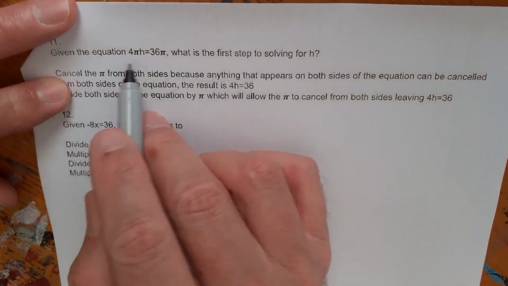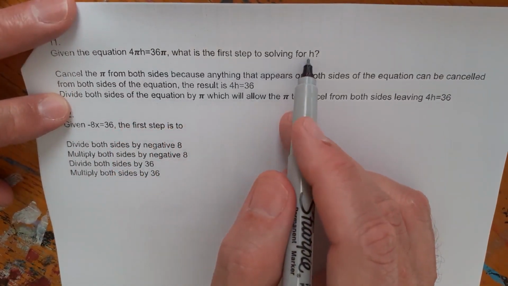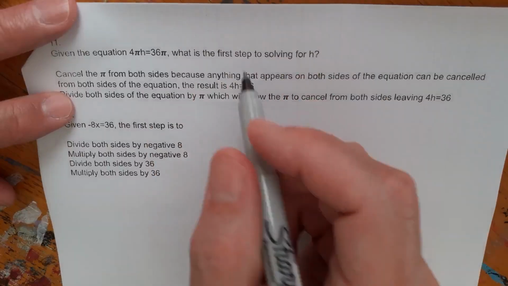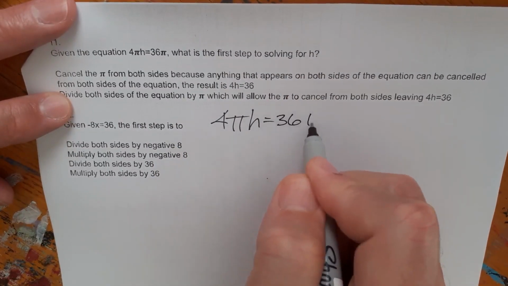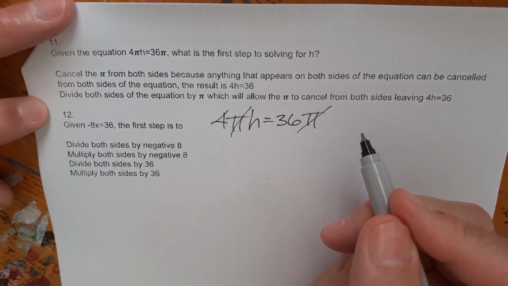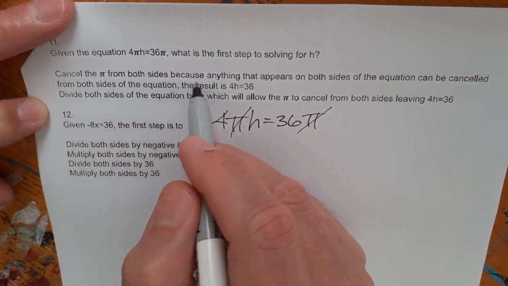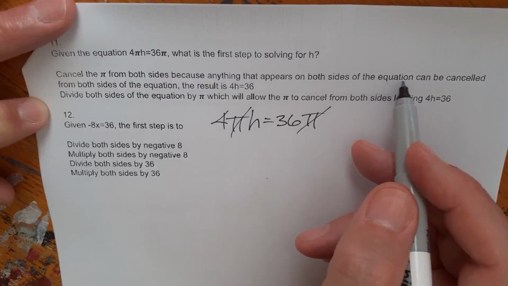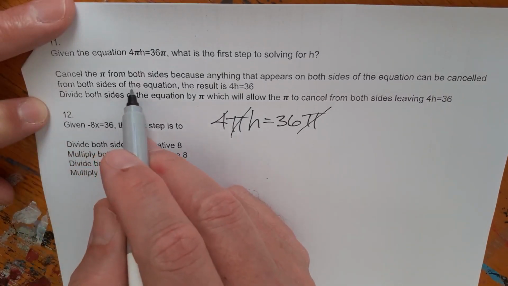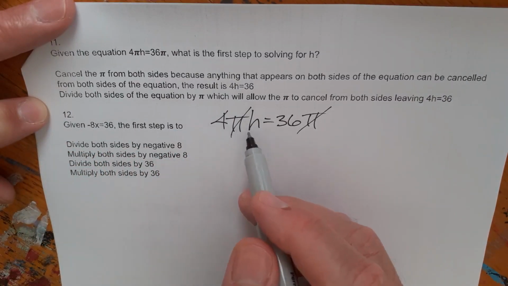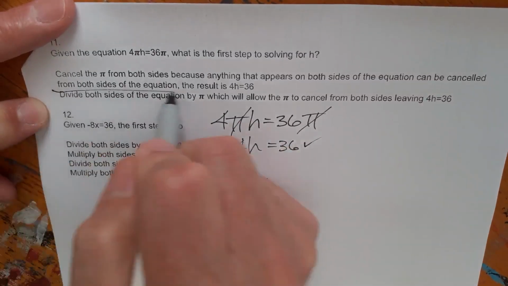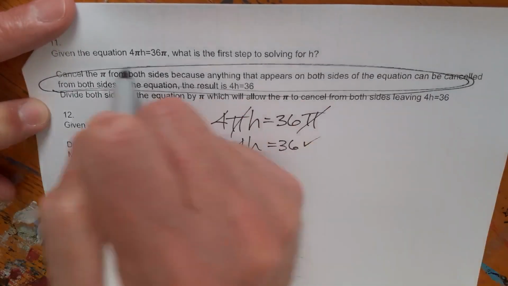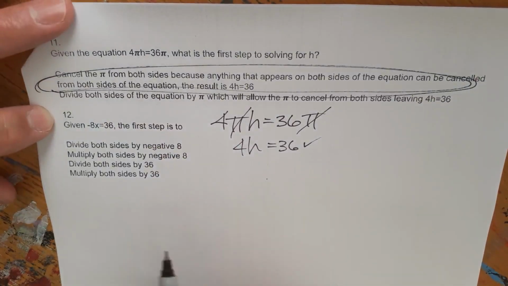All right, what do we got here? Given the equation, this one, what is the first step in solving for h? Well, this is a repeat of what we started with. Equals 36 pi. We canceled the same thing on both sides. Cancel the pi from both sides because anything that appears on both sides of an equation can be canceled from both sides of the equation. The results are 4h equals 36. Check. All right, kind of weird. I guess they're walking us through that process.